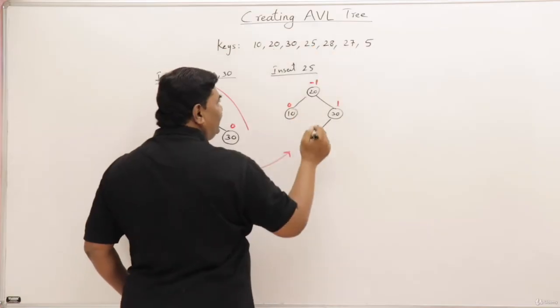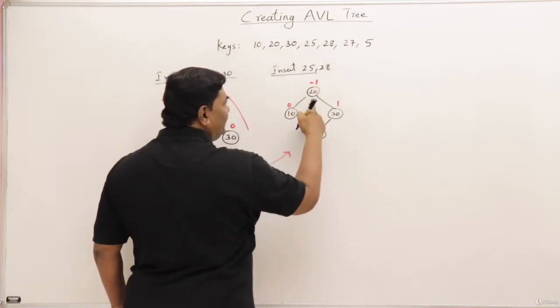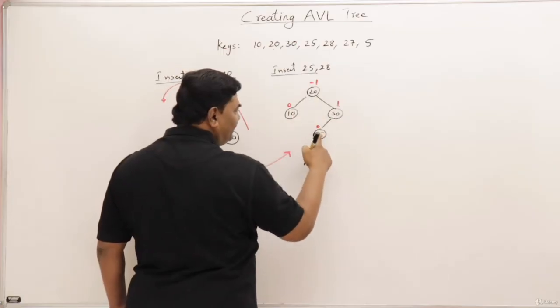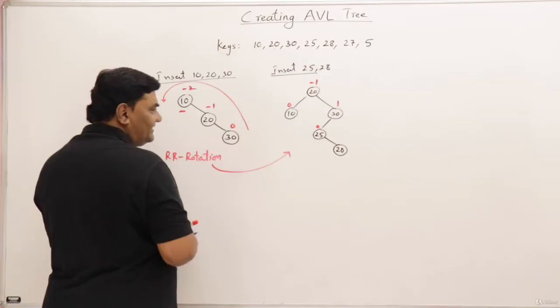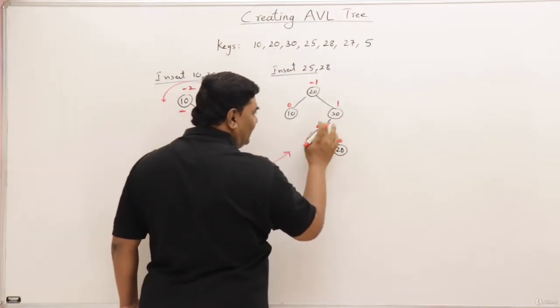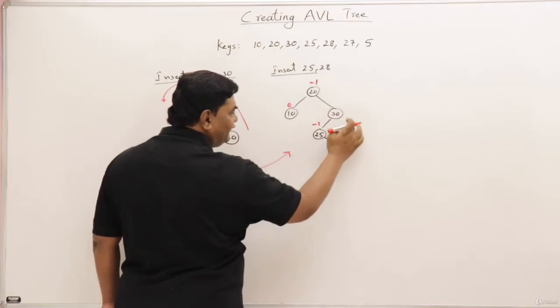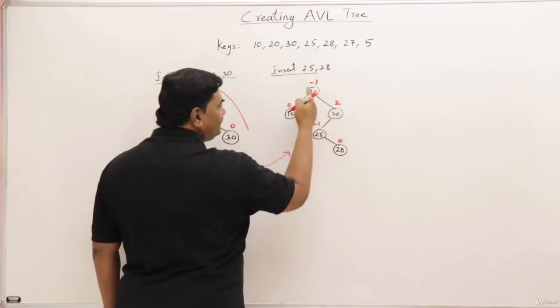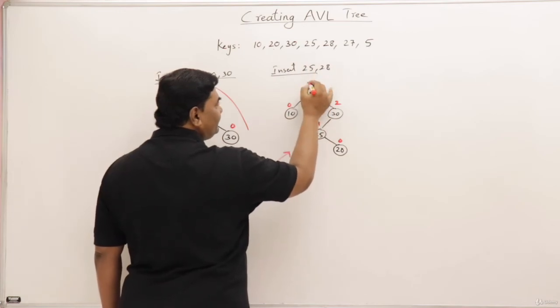Now the next key is 28. Insert 28. 28 is greater than 20, less than 30, greater than 25. So it comes here. Let us see the balance factors. This is 0 and this is 0 minus 1, so -1. And this is 1, 2 minus 0, so this is 2. This one is 1, 1, 2, 3. 1 minus 3, so this is -2.